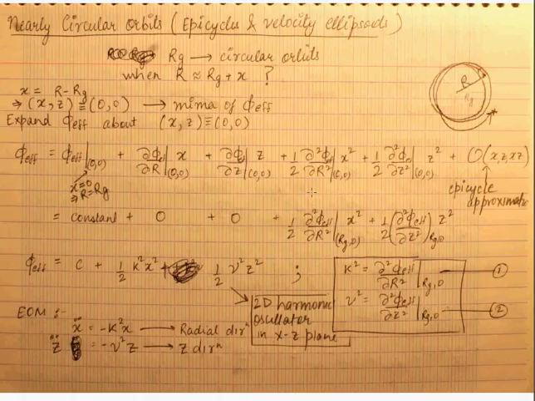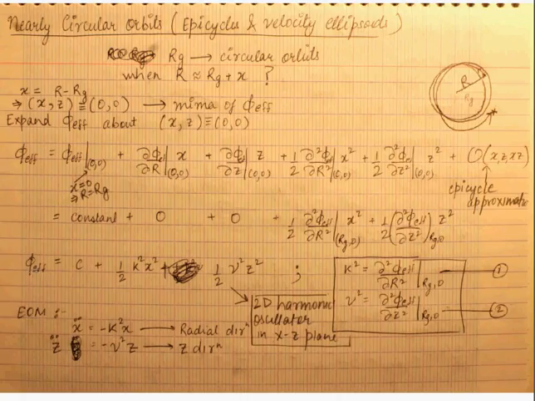But these terms would not be 0, and we'll just write them as half of del square phi effective over del R square at RG comma 0 times x square. So x equals 0 means R equals RG, plus half of del square phi effective over del Z square evaluated at RG comma 0 times z square, right?